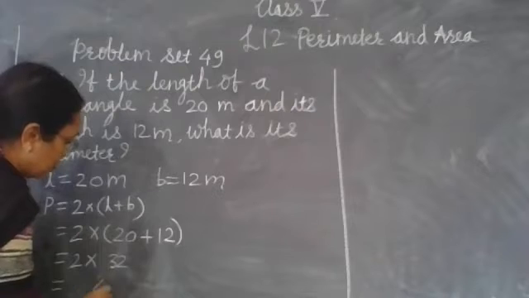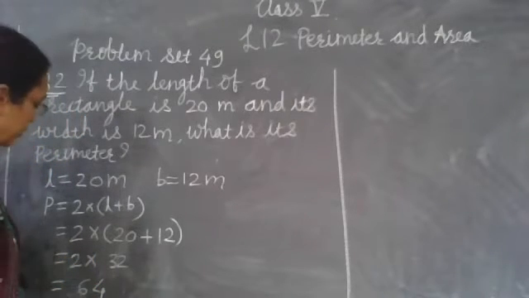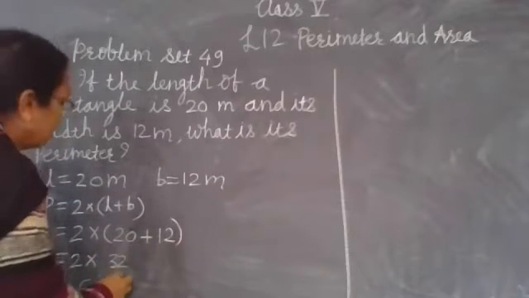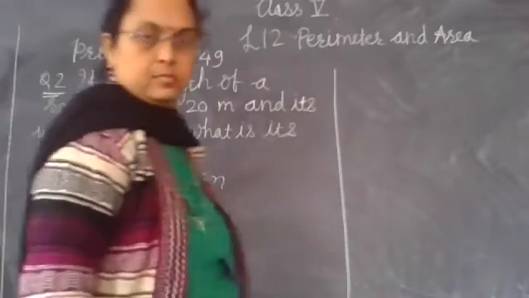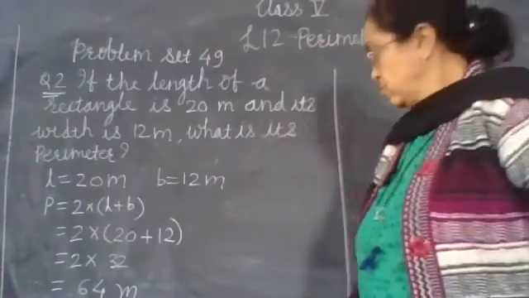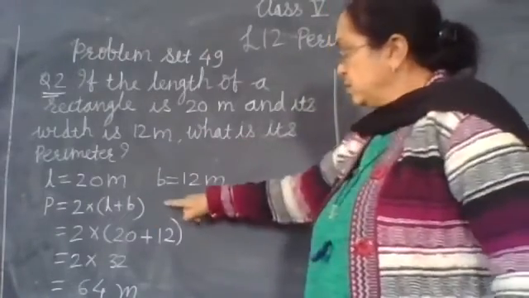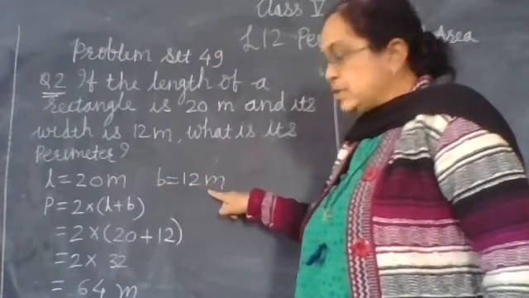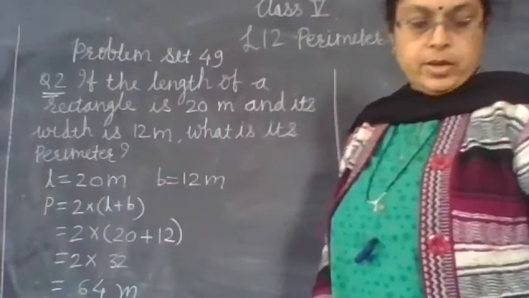And now multiply it by 2. So we use 2 2s are 4, 2 3s are 6. So perimeter will be 64 meter. Because perimeter is only the boundary length, that is the sum of all sides, whatever is the unit of length and breadth given, that only unit will be in perimeter.